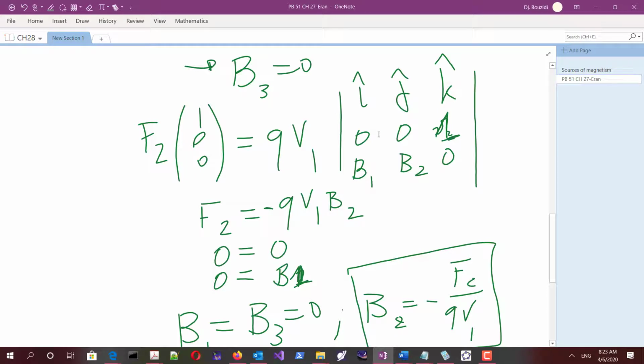I should have done, yeah, that's fine. 0 times 0. I think this equation is for the z direction. For the z direction, I have 0, and on the other side, I have 0 times b2 minus 0 times b1. So this is the actual equation for the z direction.